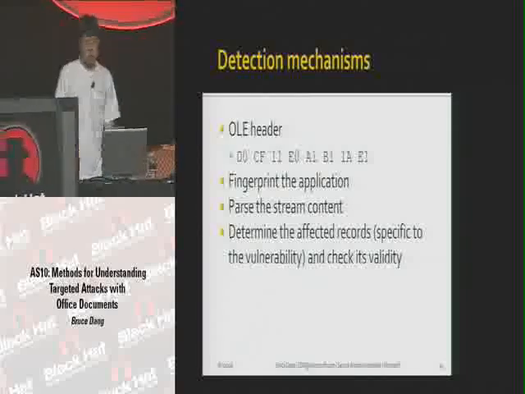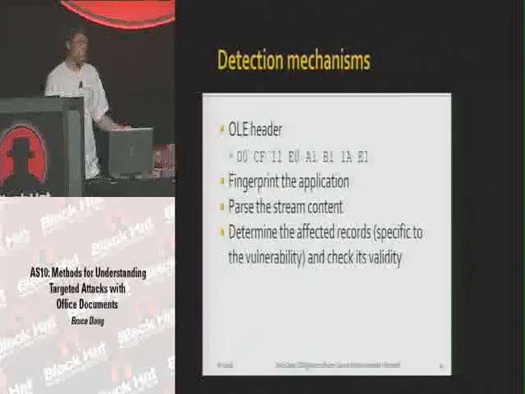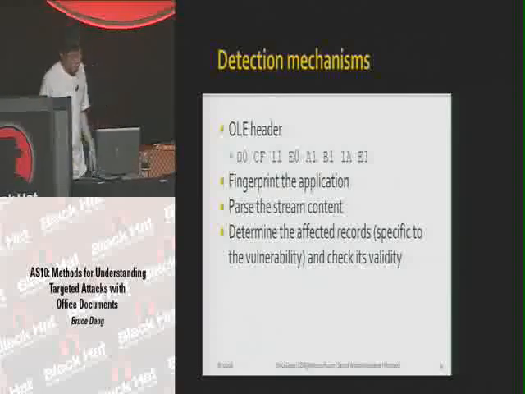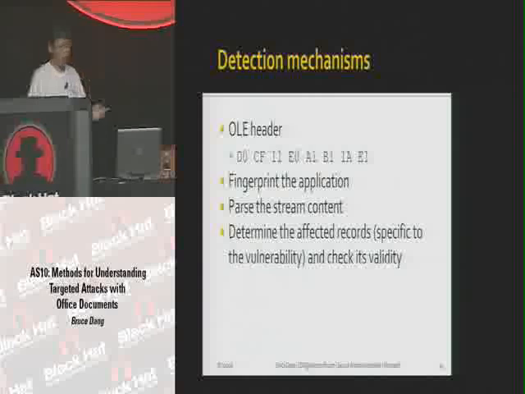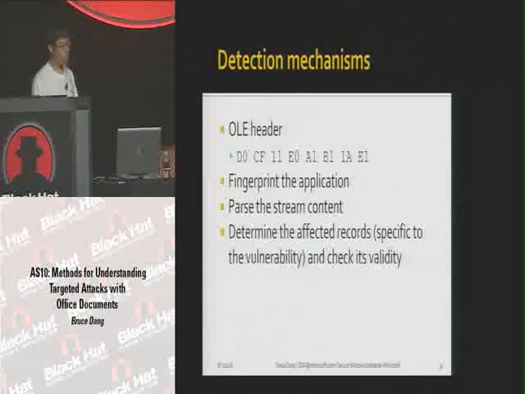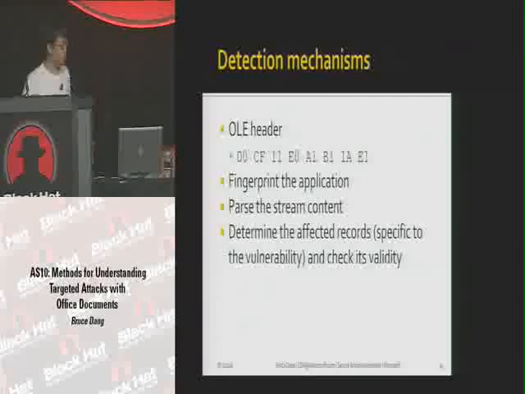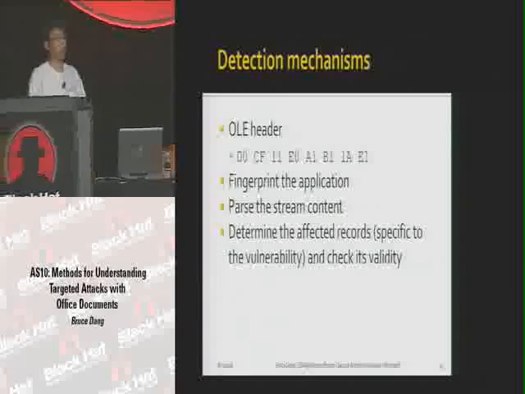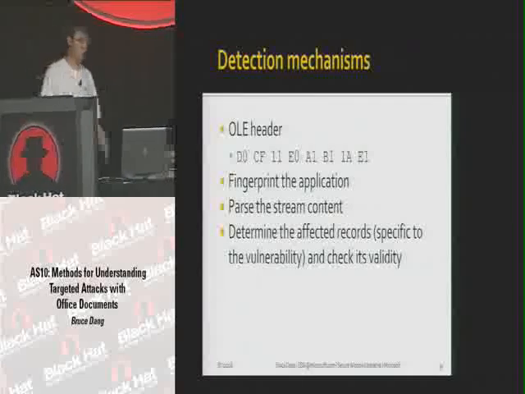All right, so now that you've analyzed these things and you know that it's bad, you need to be able to detect it on the wire or whatever. The first thing you need to do is identify the fingerprint of the OLE file. It has to be a legitimate OLE file. All OLE files have the same first 8 bytes: D0 CF 11 E0 A1 B1 1A E1. You want to make sure it's a legitimate OLE file.